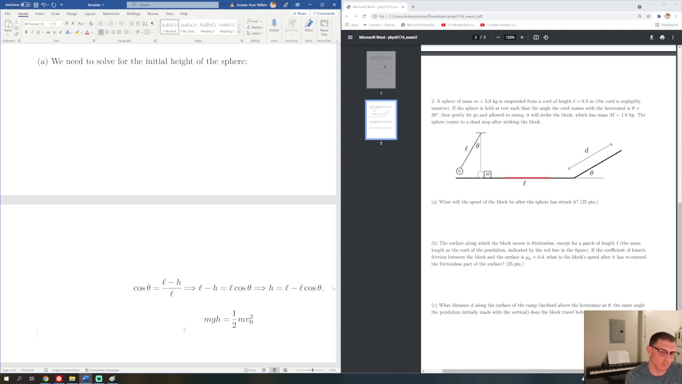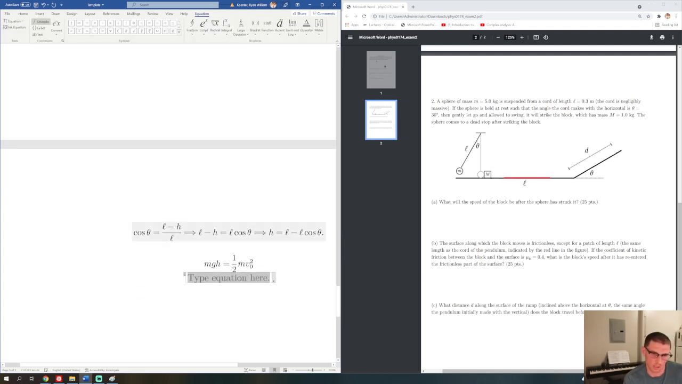Now we want to just plug in what H is explicitly, right? So it would be like this, mg times L minus L cosine theta equals 1/2 m v naught squared. Yeah, I'll get a numerical answer and you can tell me if it's the same that you got. I'd be curious to know. I just wouldn't have thought to do it that way.